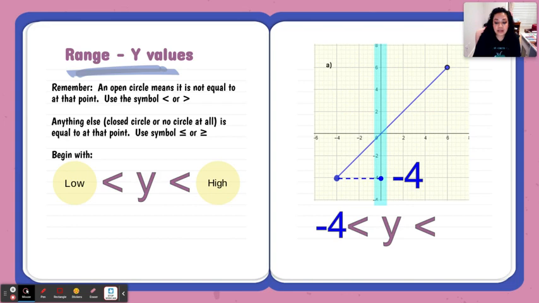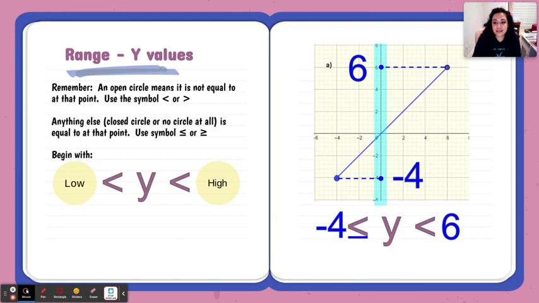I go back and look, is that an open circle? No, it's not. So this means that it is equal to at -4. So I put that bar underneath the inequality symbol to tell me less than or equal to. Now I'm going to go look at my high point. I'm going to bring that high point over to my y-axis. And I notice that that value on my y-axis is actually +6. So +6 is the high point of my range.